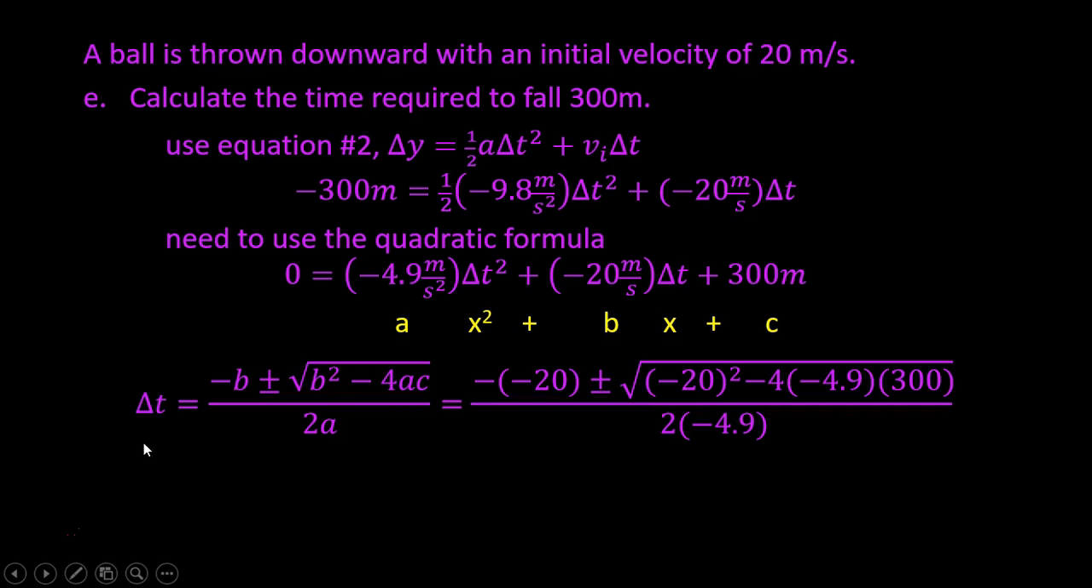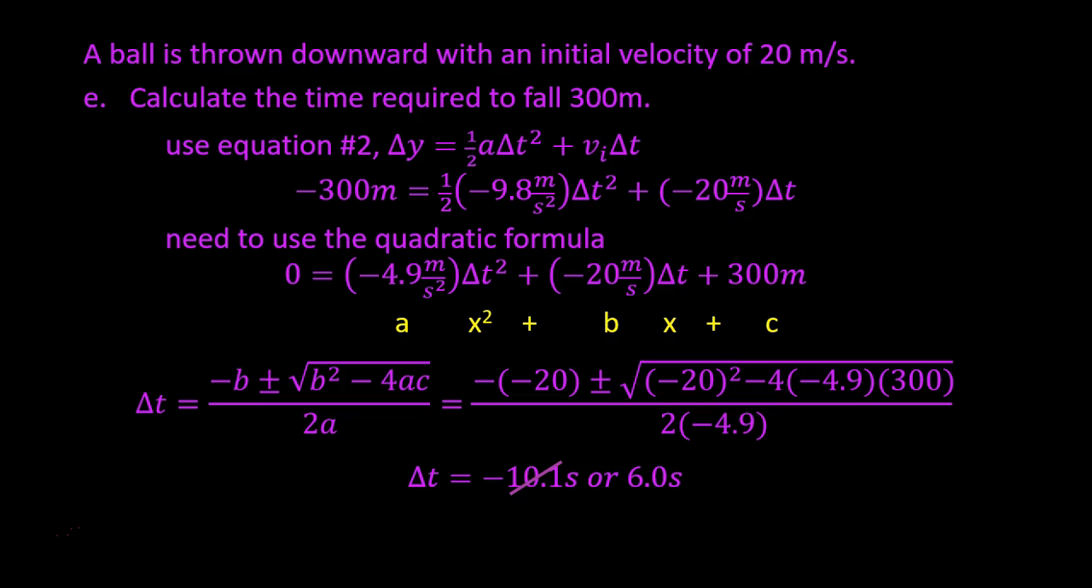So armed with that, we can use our quadratic formula. We plug in negative 20 for our b value, we plug in negative 4.9 for our a value, and we plug in 300 for our c value. And when we crunch this in our calculator, we're given two mathematically correct answers, negative 10.1 seconds and 6.0 seconds. But of course, we don't have negative time in real life, so negative 10.1 seconds is not physically possible. The correct answer for this physical problem is 6.0 seconds.